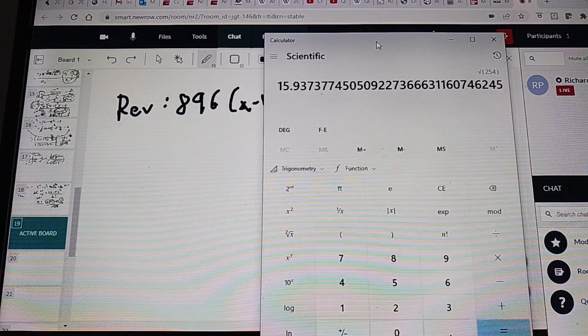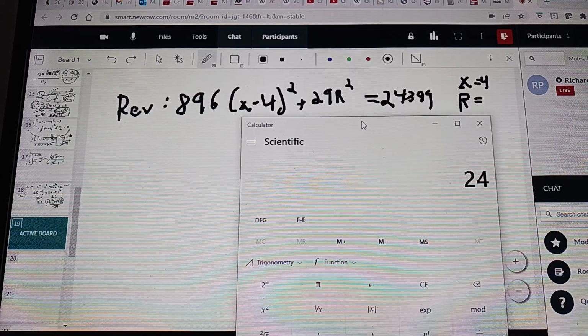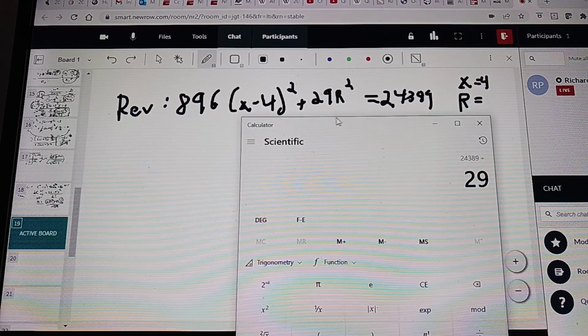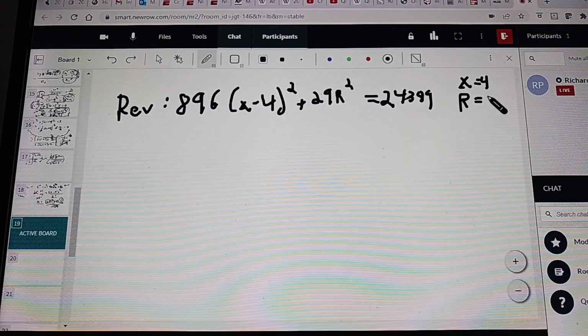So 24,389 divided by that 29 here. And then that would be r squared. So take the square root. Does it come out evenly? Yeah, it comes out exactly to 29. So that's better than the other problem. That came out exactly. So when they don't give you both of the variables, sometimes they just give you x. You have to plug it into the original problem and solve for the other variable that way.